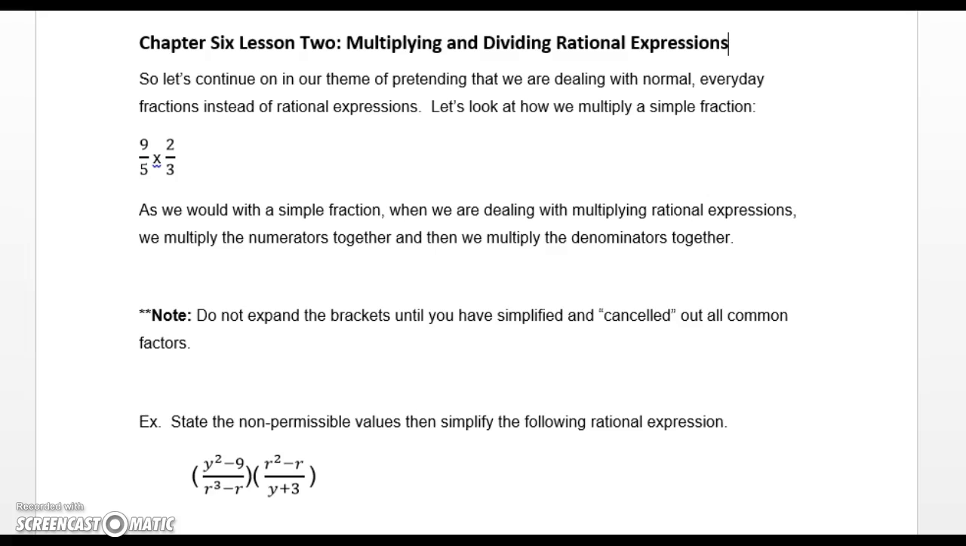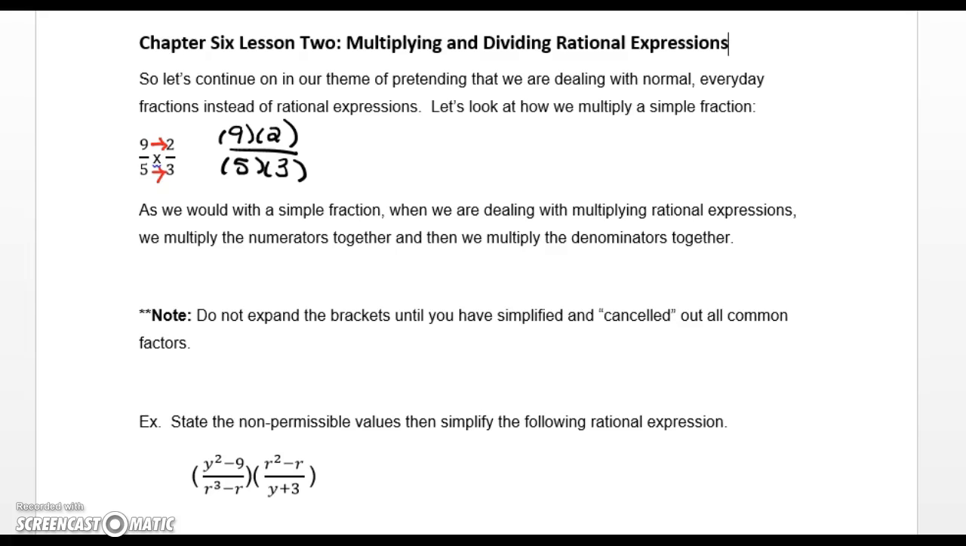So let's look at how we multiply a simple fraction like 9 over 5 and 2 over 3. What we would normally do here is multiply straight across. So we multiply the numerators together and then the denominators together. That would give us 9 times 2 over 5 times 3.